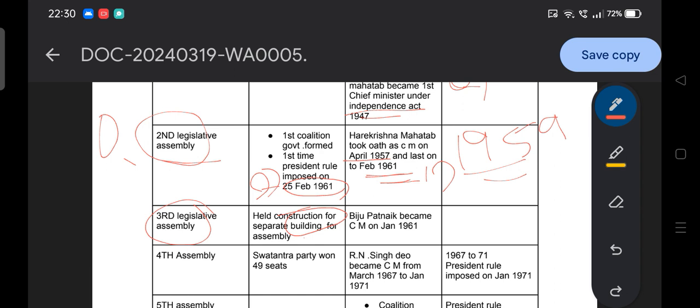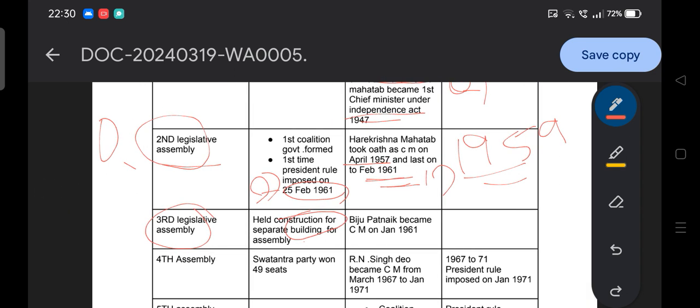Okay, with respect to this topic, if they ask a question, you have to remember that during the time of the third legislative assembly the separate building was constructed. Then who was the chief minister at that time? Biju Patnaik became the chief minister in 1961 for a short time.